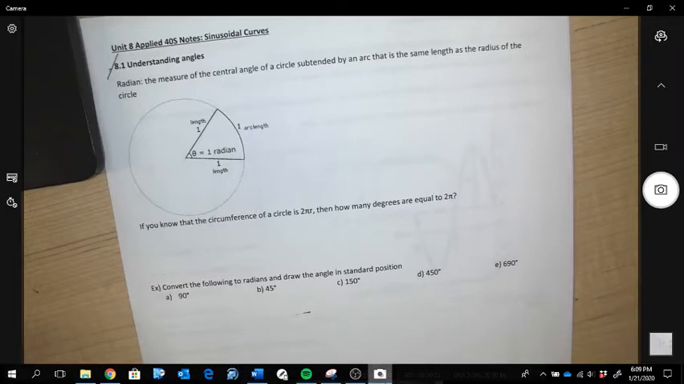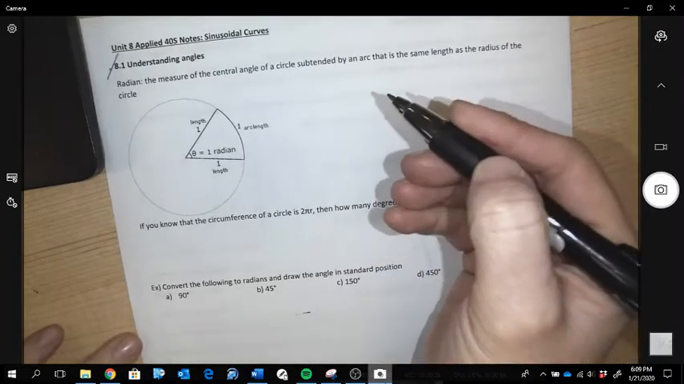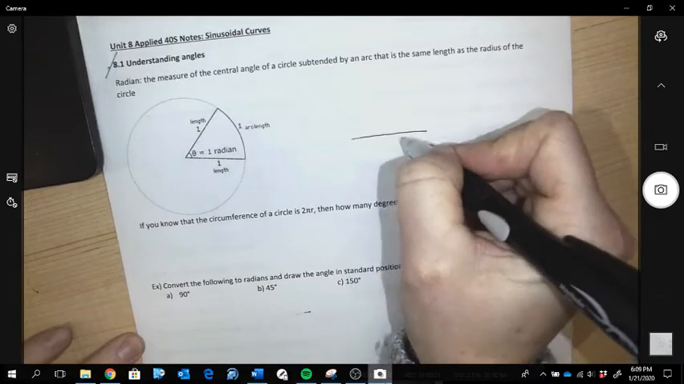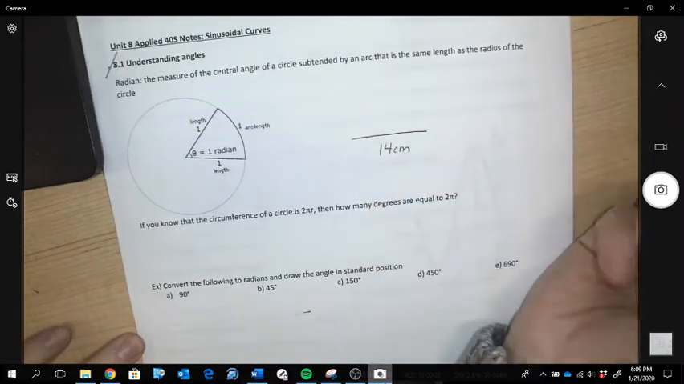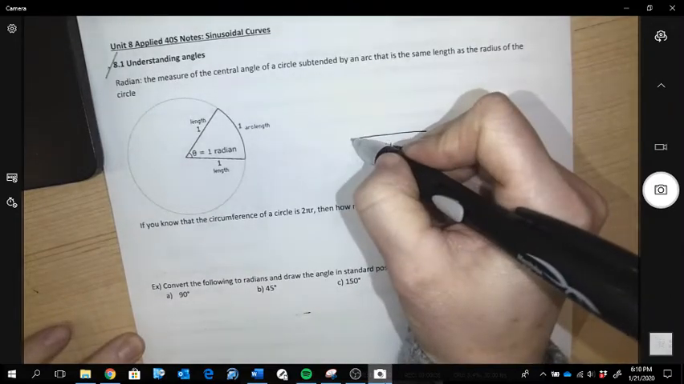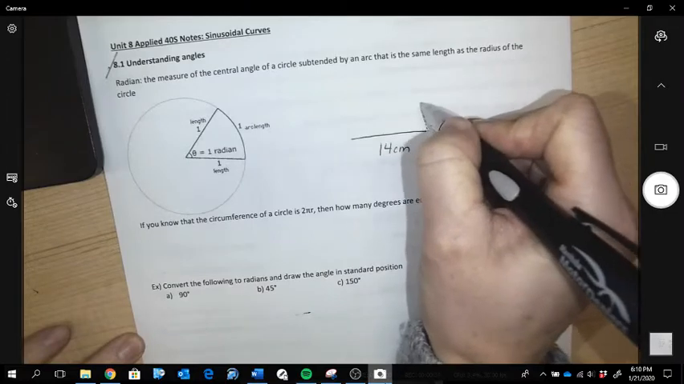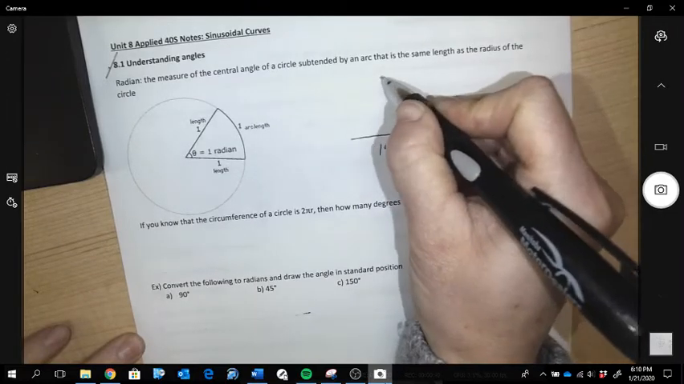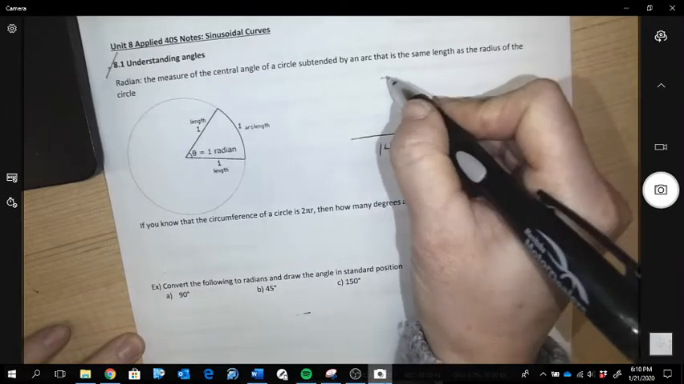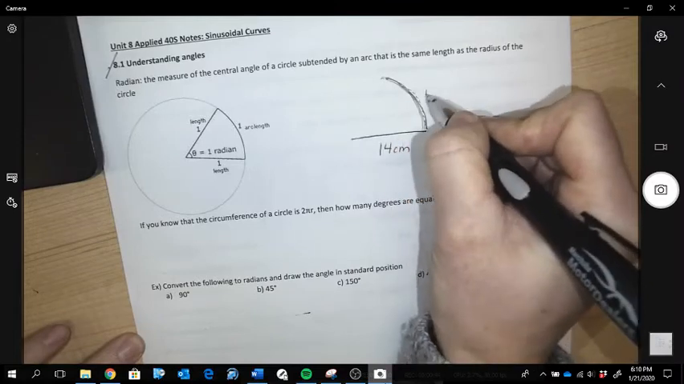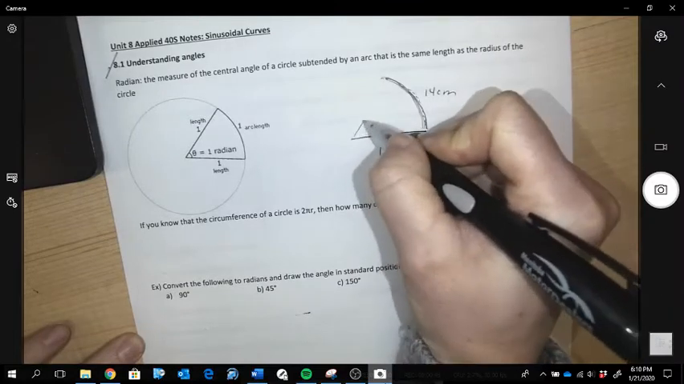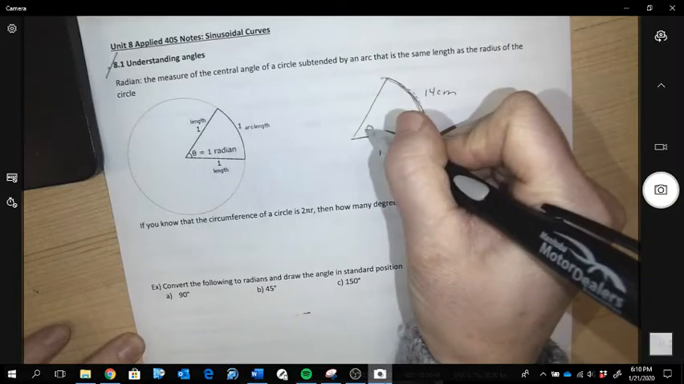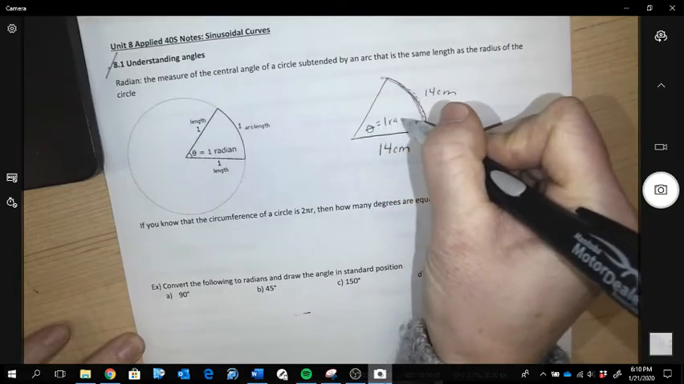It's the measure of the central angle of a circle subtended by an arc that is the same length as the radius of the circle. So, for instance, if I had a radius of 14 centimeters and I would rotate around the circle until that length was 14 centimeters, and then this angle would equal 1 radian.